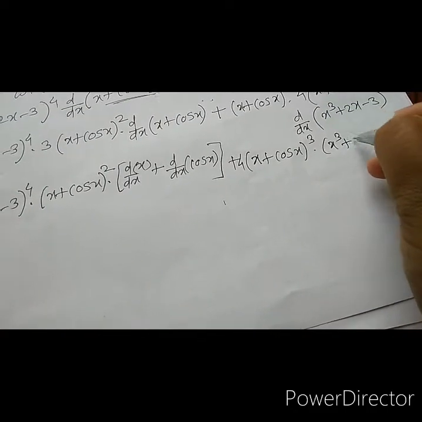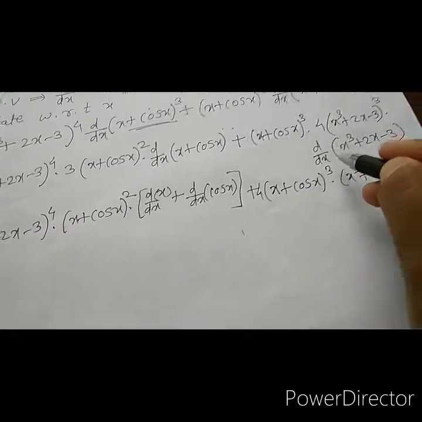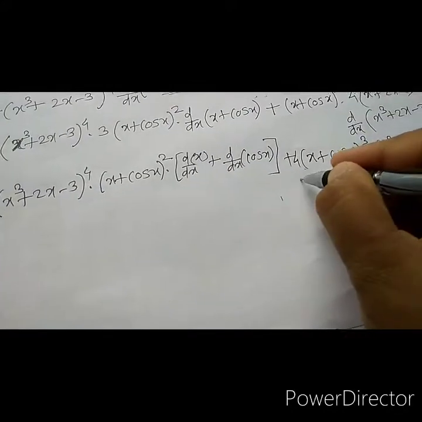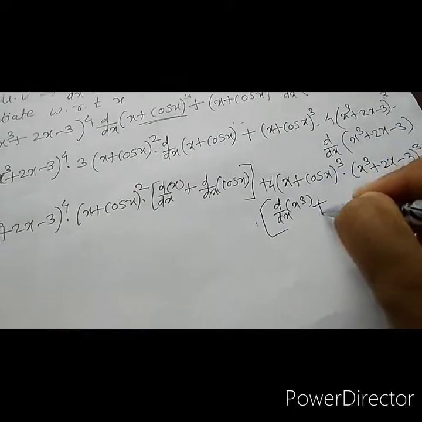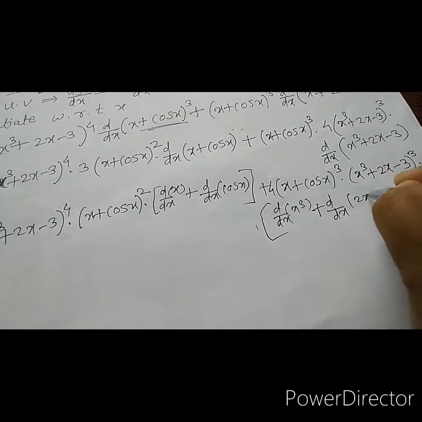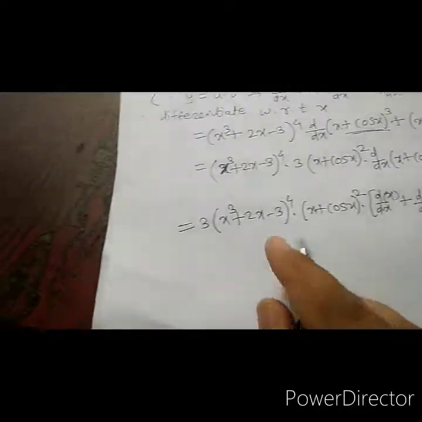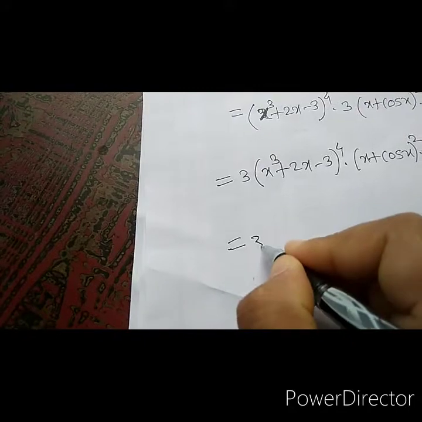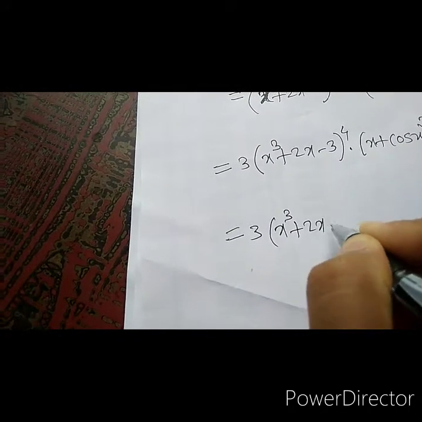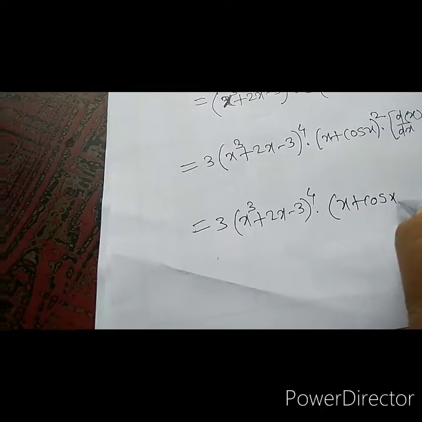(x cube plus 2x minus 3) raised to 3. Now we have to find the derivative of this bracket, so we can distribute this derivative to each term of this bracket. d by dx of x cube plus d by dx of 2x minus d by dx of 3. Now 3 (x cube plus 2x minus 3) bracket raised to 4 into (x plus cos x) bracket square.